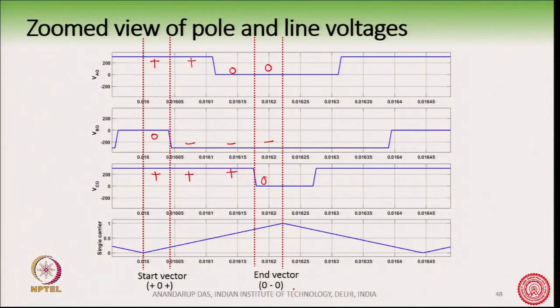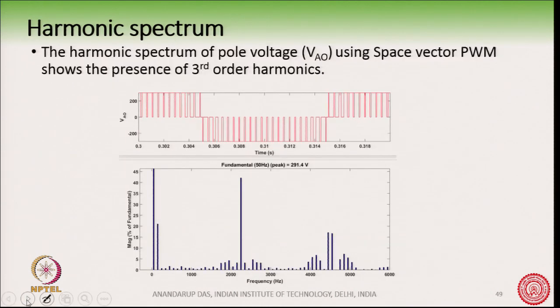Your start and end vectors are plus 0 plus and 0 minus 0, but what is important to note here is that the duration of the start vector is equal to the duration of the end vector. These durations are equal. This is what makes space vector PWM. The start and end vectors are of equal duration of time. Both are pivot vectors with two different multiplicities, but they are of equal duration. So, that makes it space vector PWM.